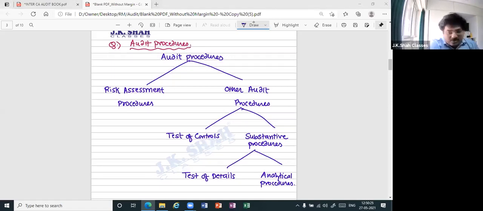First, now we have to understand all the audit procedures: risk assessment procedures, test of controls, substantive procedures, test of details, and analytical procedures.